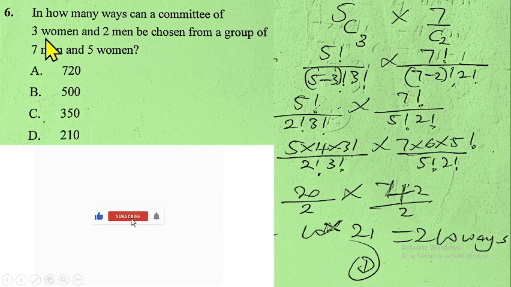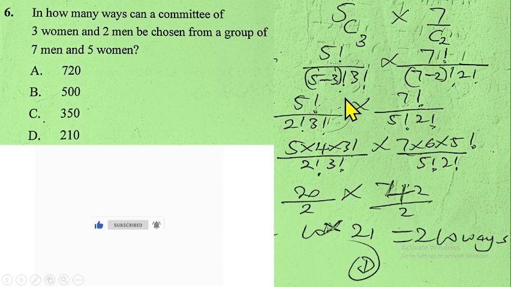So 3 women out of 5 women, that will give us 5 combination 3. Then 2 men out of 7 men, that will give us 7 combination 2, which can be simplified further as 5 factorial over 5 minus 3 factorial 3 factorial, multiplied by 7 factorial over 7 minus 2 factorial 2 factorial. 5 minus 3 is 2, that will give us 2 factorial here. Also 7 minus 2 will give us 5 factorial here.